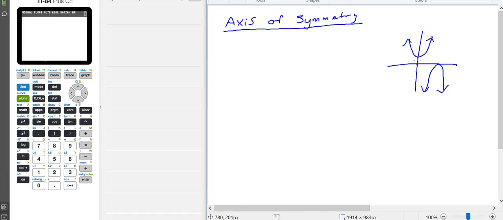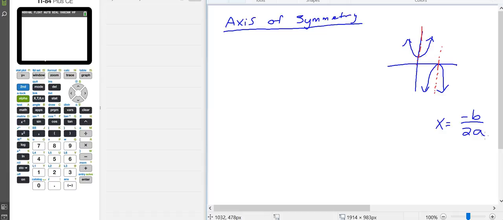So for this parabola, it would be this line. For the other parabola, it might be this line. And there is an equation to find the axis of symmetry. For any quadratic equation, to find the axis of symmetry, you do negative b over 2a. So let's look at an example.